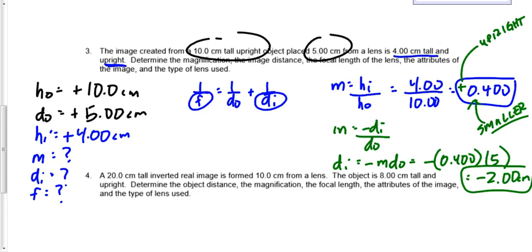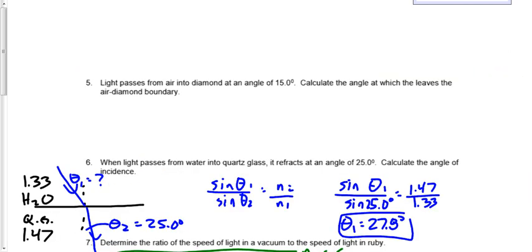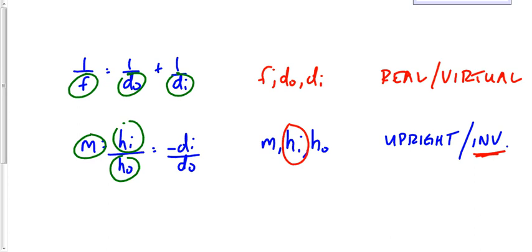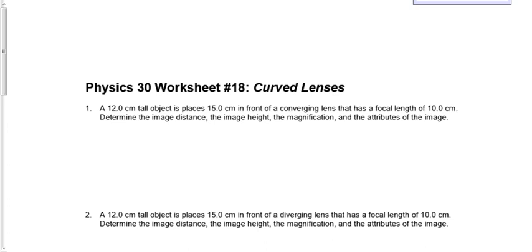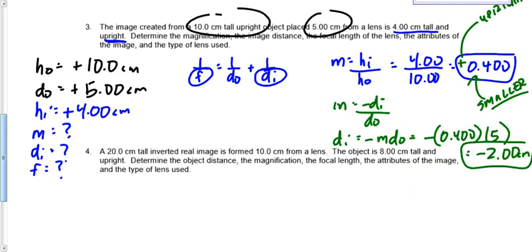If we go back to our conventions, back here we are. A negative DI means that we have what type of image? A negative DI means we have a virtual image. F, DO, and DI go with real and virtual. Positive values mean real, negative values mean virtual. So we're going to say right now that this image is virtual.